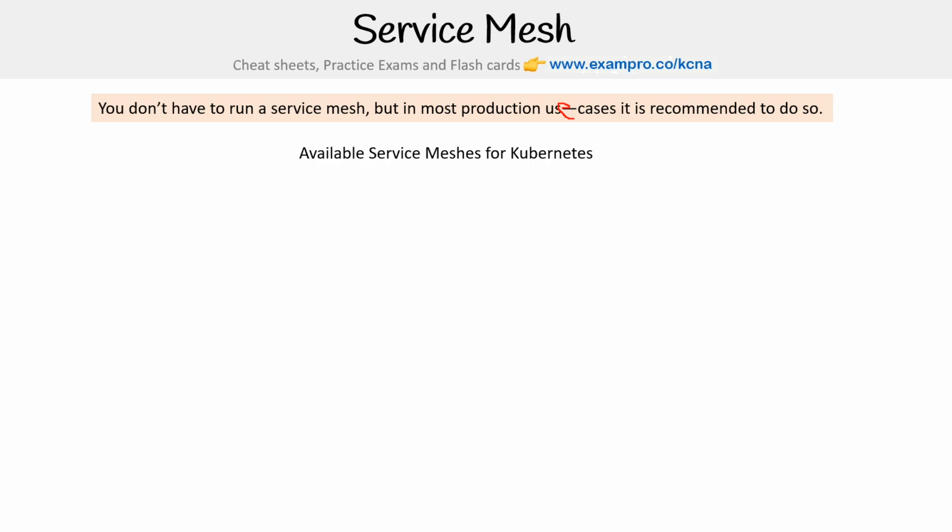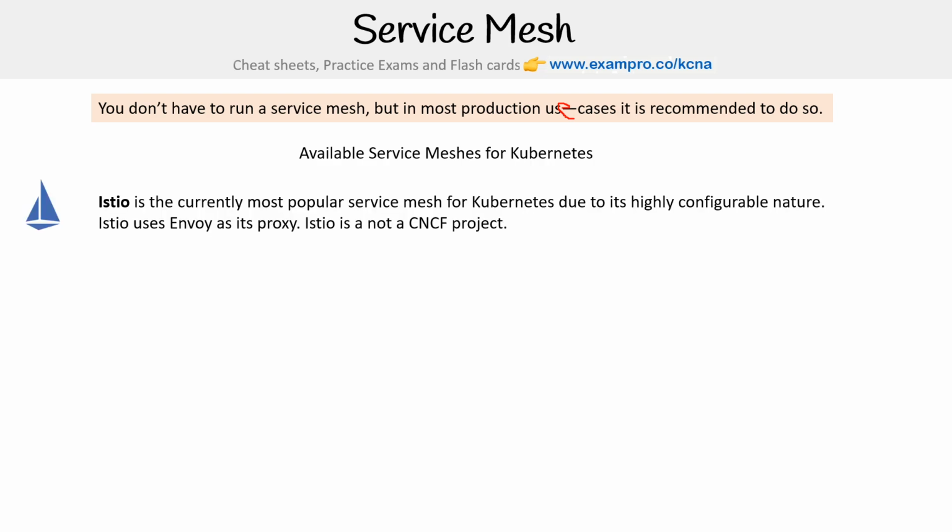Available service meshes for Kubernetes include Istio. This is currently the most popular service mesh, though some people might debate that for Kubernetes, due to its highly configurable nature. Istio uses Envoy as its proxy. Istio is not a CNCF project.